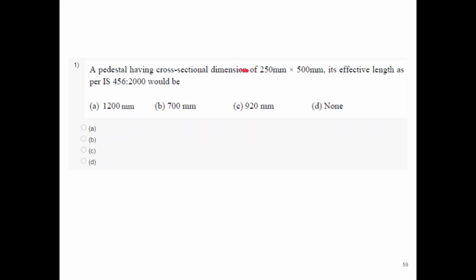So what is the least lateral dimension? It is 250 mm, right? So the effective length should not be more than 3 times the least lateral dimension, or 3 times 250 mm, that is 750 mm.